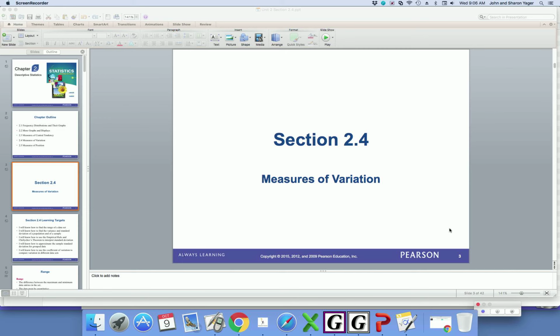Today we're going to learn about measures of variation, section 2.4.